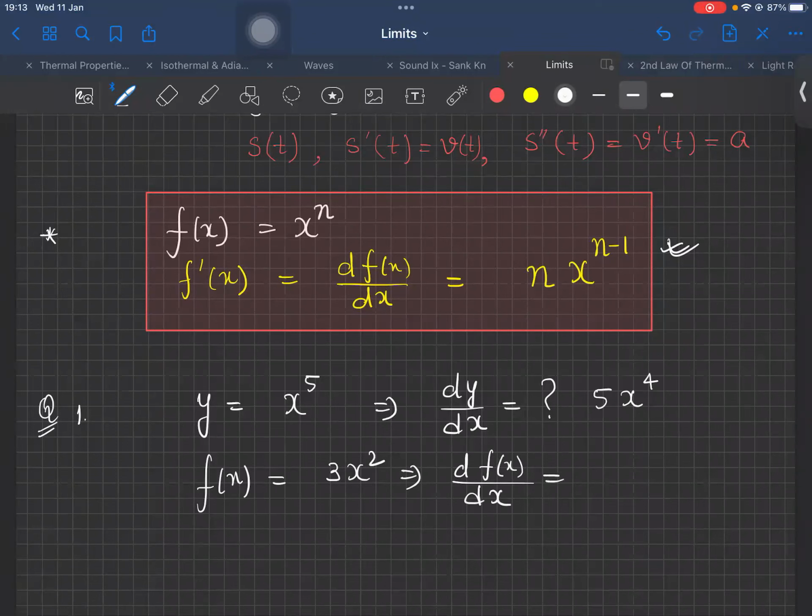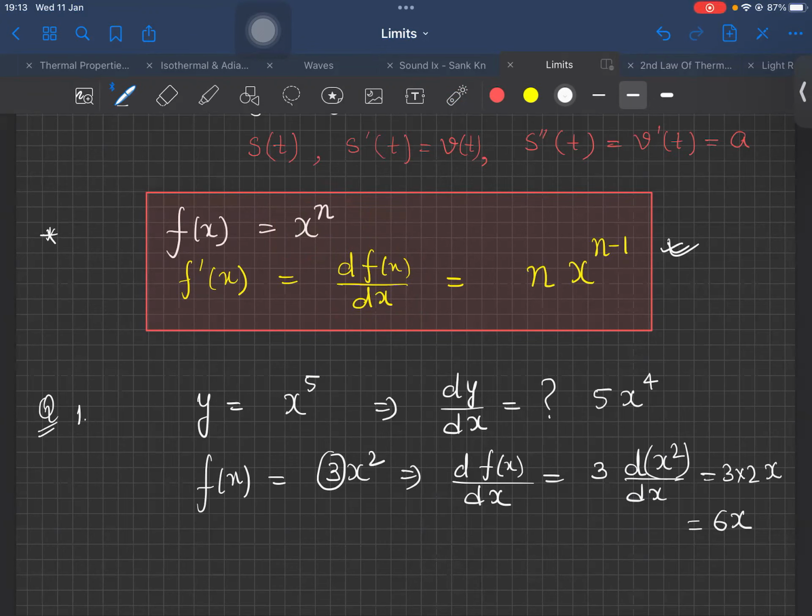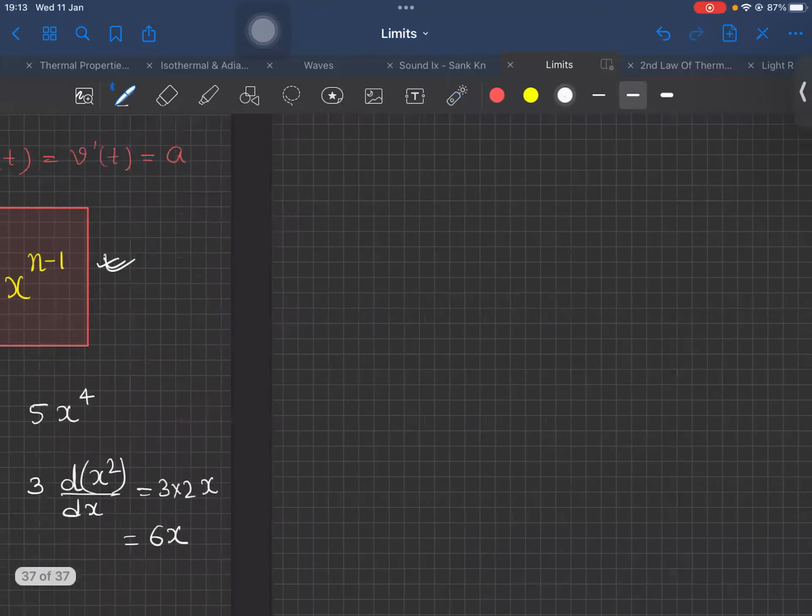Yes, 6x. See, right now here 3 is a constant, right? So we'll keep 3 outside and we will just differentiate x square, d upon dx of x square. Now this is similar to the rule that we have used. So 3 into 2 times x to the power of 2 minus 1, that will be equal to 1. So this will be equal to 6x. All right, very good. Let's solve.